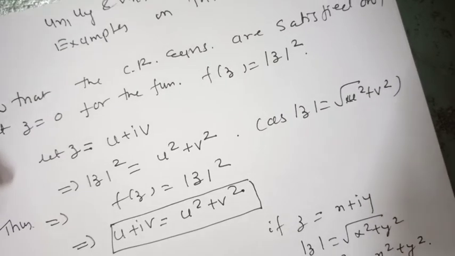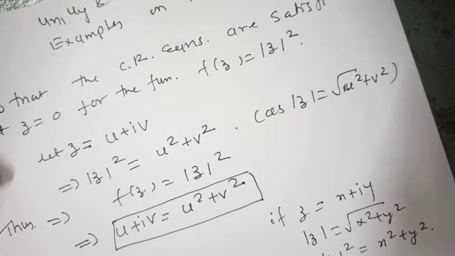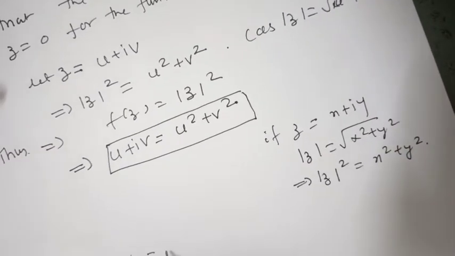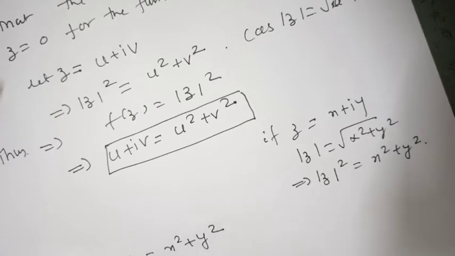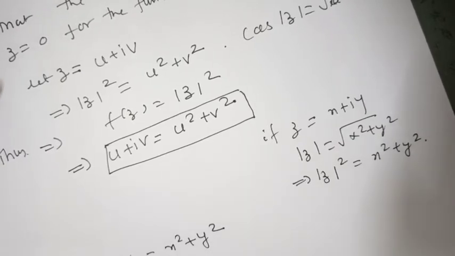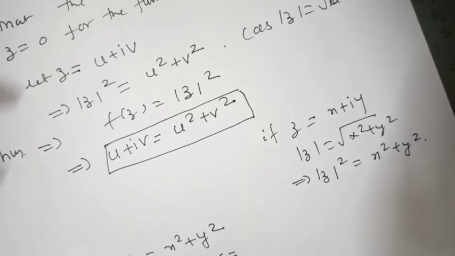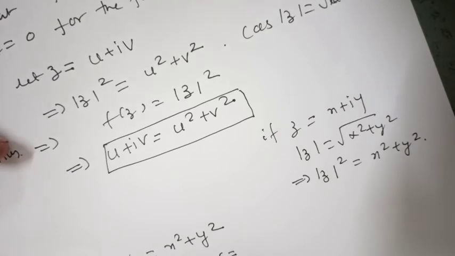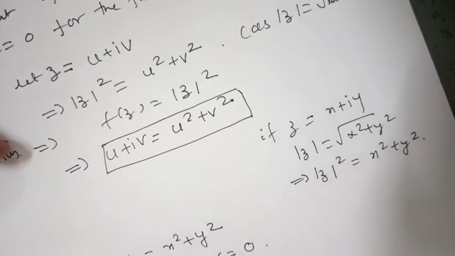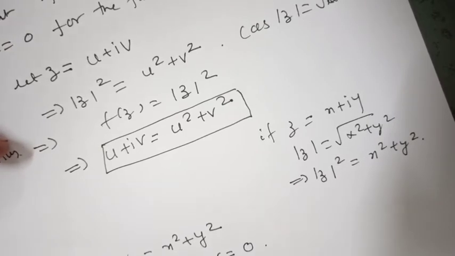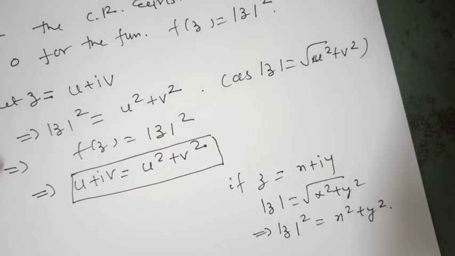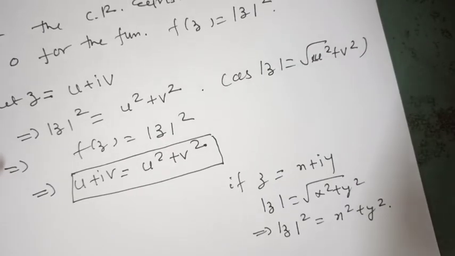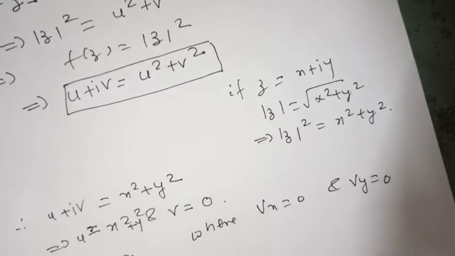Putting the value of magnitude of z square, u plus iv equal to x square plus y square. Equating the real and imaginary parts, we get u equal to x square plus y square and v equal to 0. That is, ux is twice x and uy is twice y, where vx is 0 and vy is also 0.